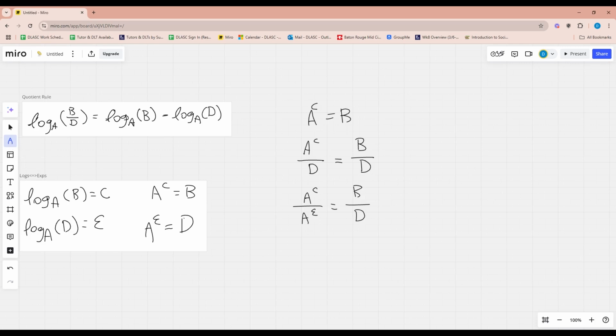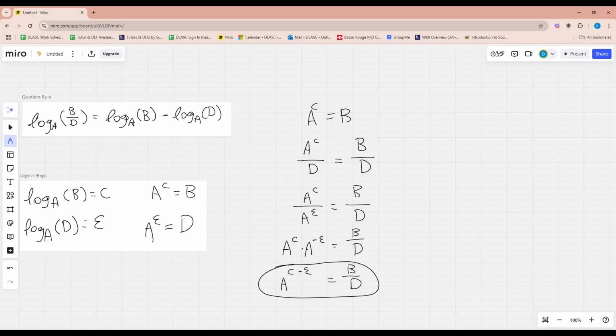Here we have a to the c over a to the e. That means that a to the c times a to the negative e is equal to b over d. And again, we can pull those together. We have a to the c minus e is equal to b over d. And now I have another expression. If you watched my other two videos, hopefully you can already see exactly what I'm about to do.